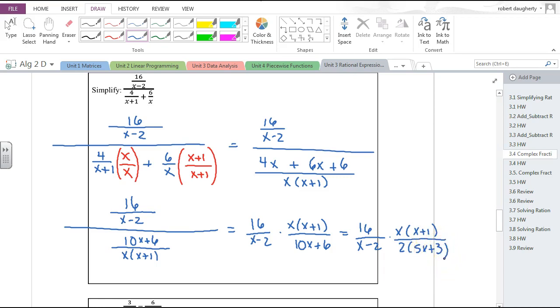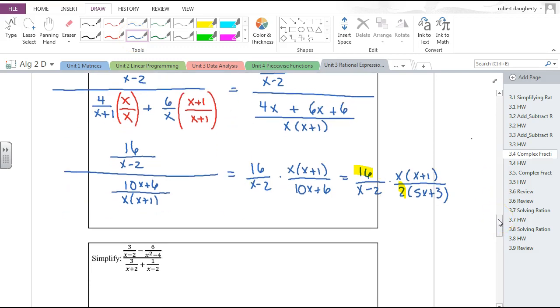Is there any simplification there? What can that become? Well, 16 over 2, that's 8, okay? So the final answer here is 8 times x plus 1 divided by x minus 2, 5x plus 3, okay? That's it. No, there's no solving. This is not set equal to anything, okay? It's just an expression. It's just being able to algebraically simplify this, okay?